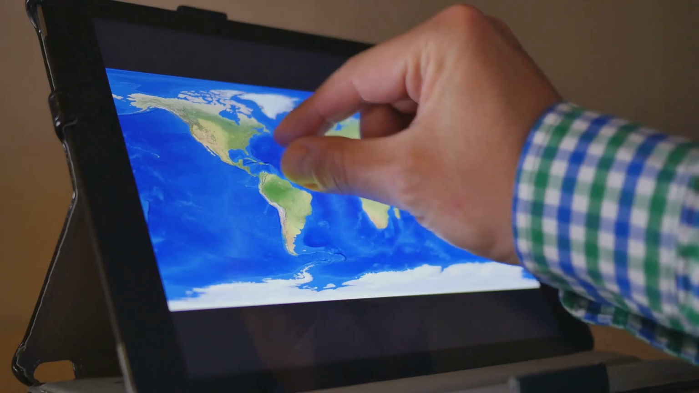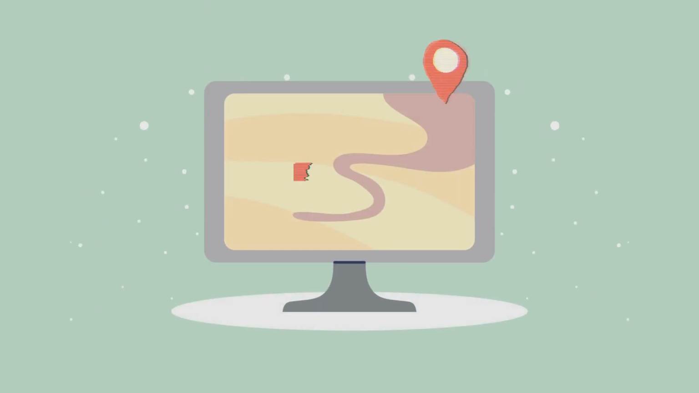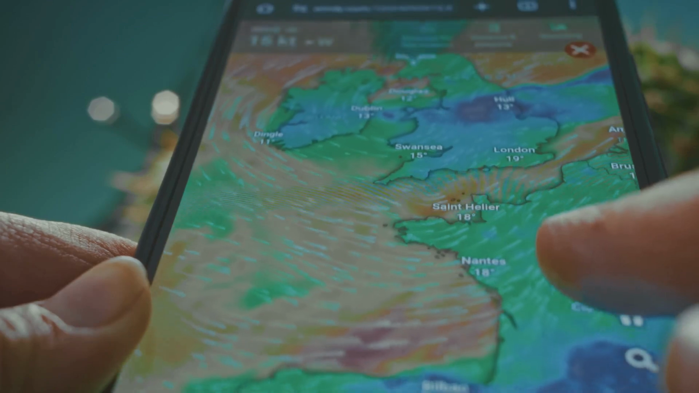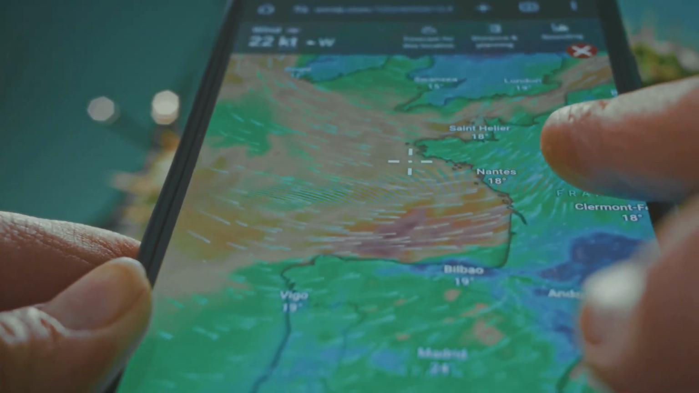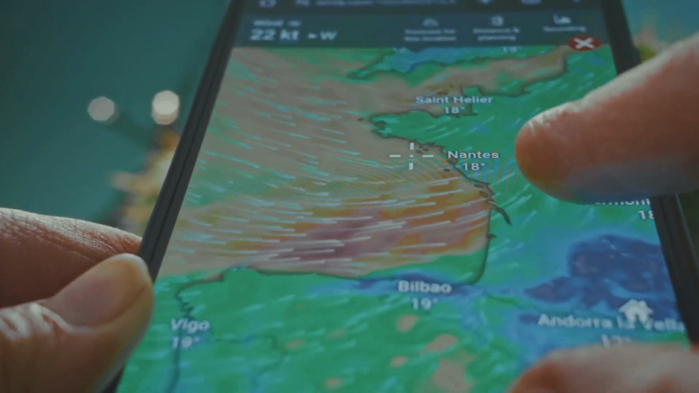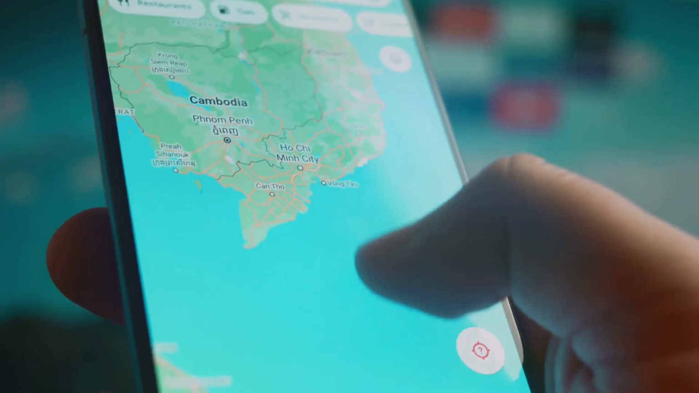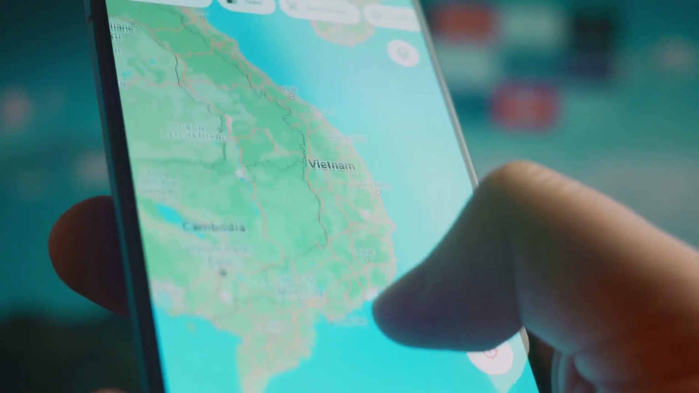Mapping isn't just old-school paper anymore. Digital tools like GIS and GPS have changed everything. Now, maps can show real-time traffic, weather, even where the nearest pizza place is. With a phone in your pocket, you've got the whole world at your fingertips.